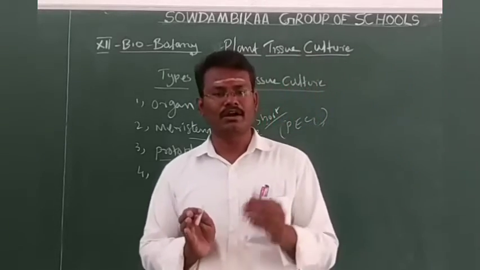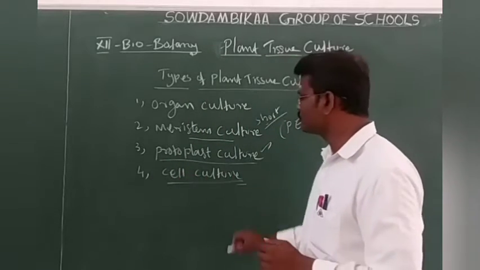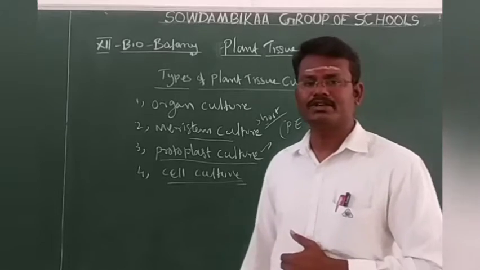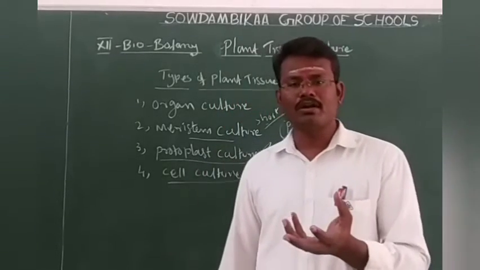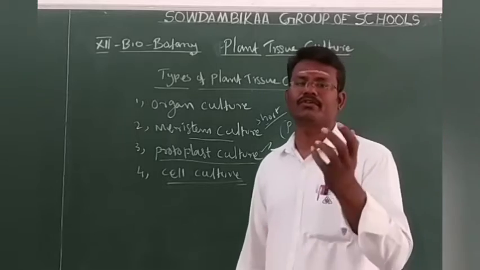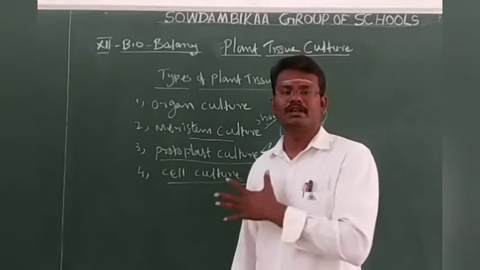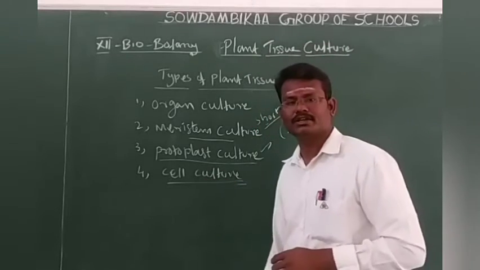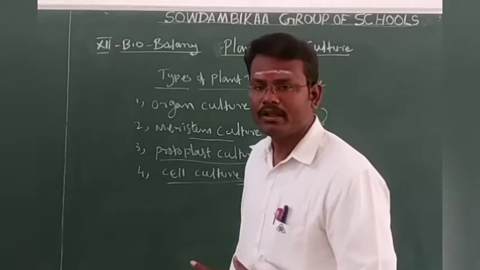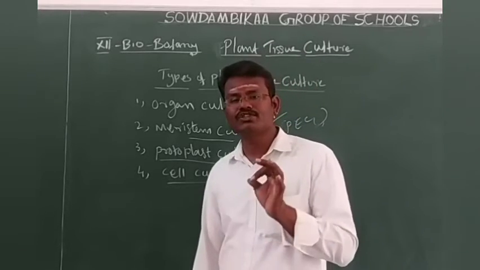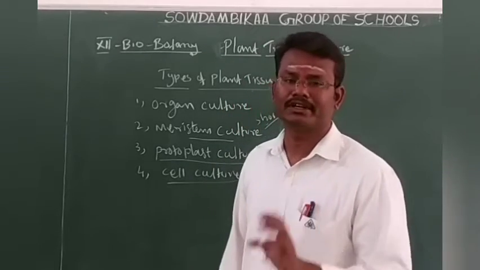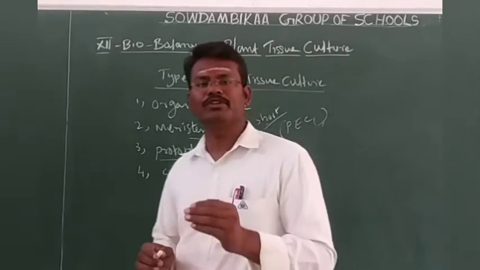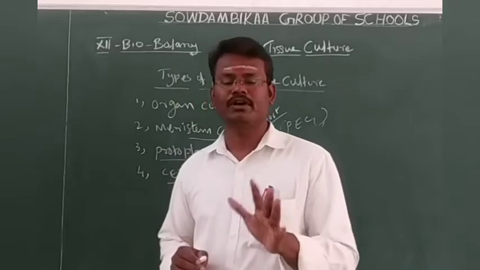The last one is suspension culture. This is also a cell culture, otherwise called suspension culture. We use small or aggregated cells and grow them in vitro in liquid medium; that is called cell suspension or cell culture. This is used for secondary metabolites. We can get large amounts of secondary metabolites through suspension culture. Suspension culture is an important strategy.